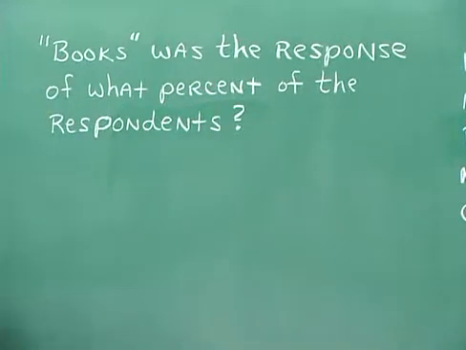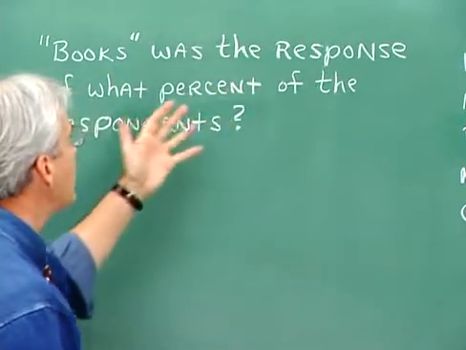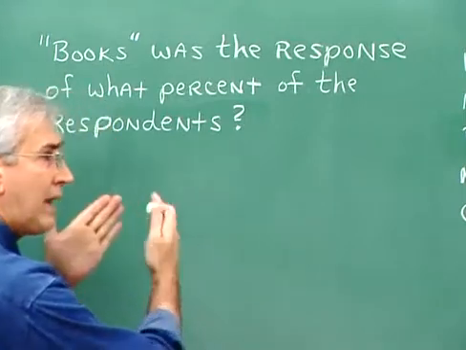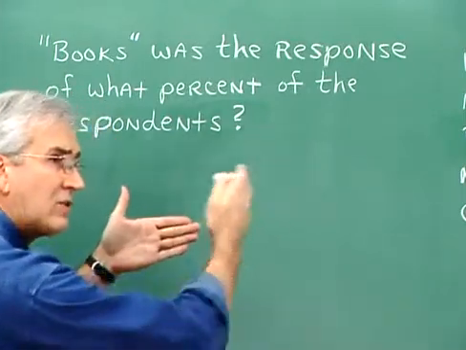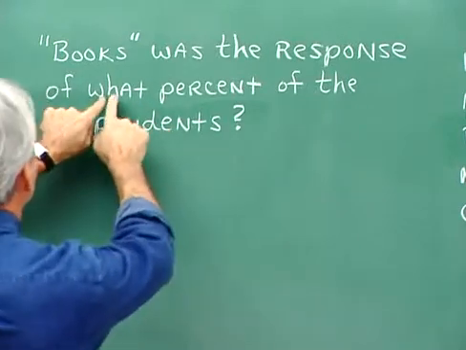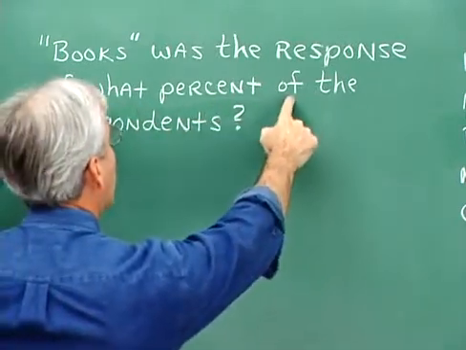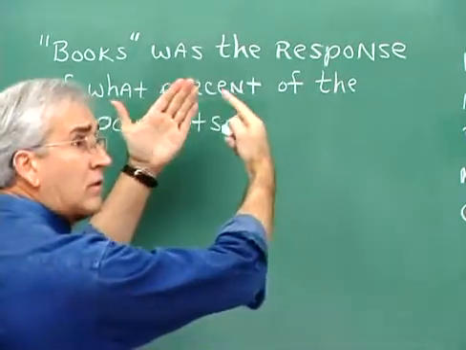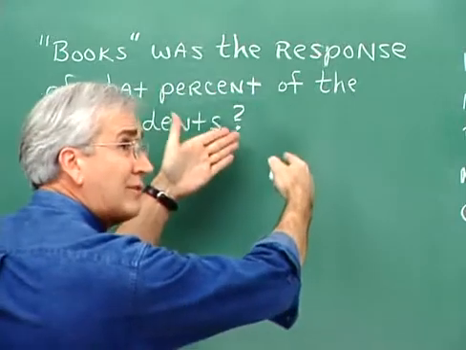And we can see it in a number of ways. One way is to just paraphrase the sentence that we see here and paraphrase it in such a way that we can see through this as a true percent equation. For example, I might say, what percent of the respondents was those that selected books?